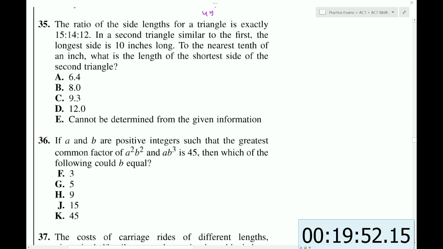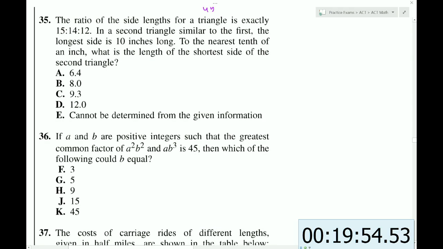The ratio of the side lengths for a triangle is exactly 15 to 14 to 12. In a second triangle similar to the first, the longest side is 10 inches long. Okay, 15, 14 to 12. The longest side of the other one is 10. To the nearest tenth, what is the shortest side? So this is going to be x. Here's our proportion. So we don't need this number.